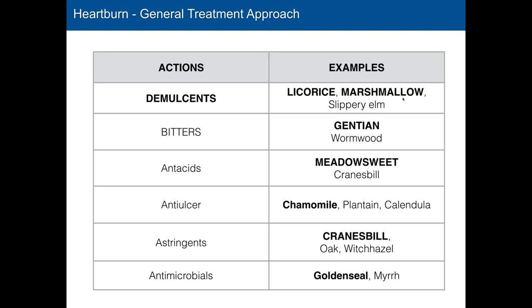Depending on how much discomfort they're in, if they're having heartburn all the time, you could just give them a DGL or some marshmallow licorice tea or slippery elm capsules, however you want to give it, and hopefully by the next visit, they're going to be feeling dramatically better. So that was the first visit, you may have removed some common food sensitivities along with the demulcents.